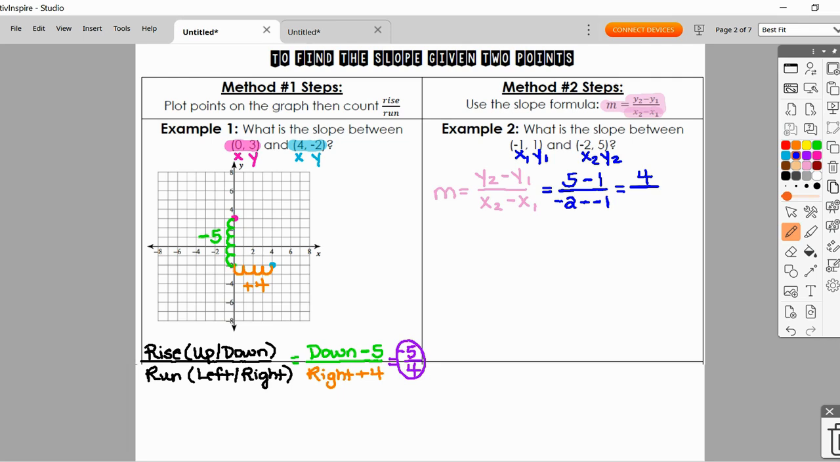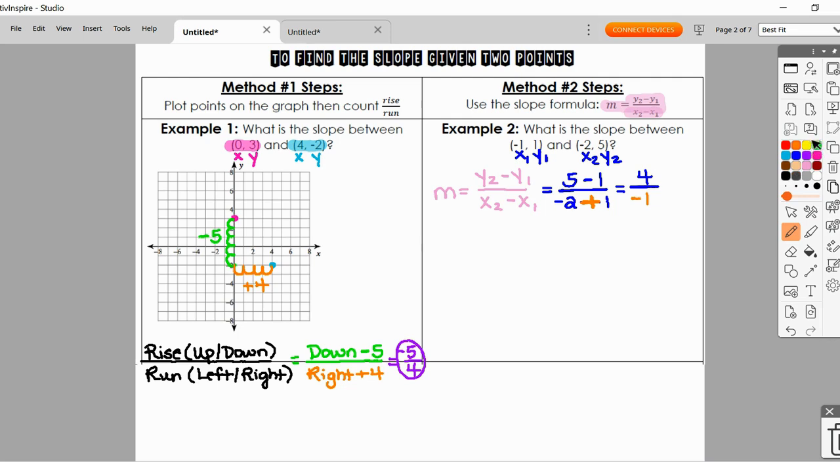I also want to simplify the denominator to one number, and -2 minus a -1 is just another way of saying -2 plus 1. Those two negatives make a positive. That's going to come out to be -1.